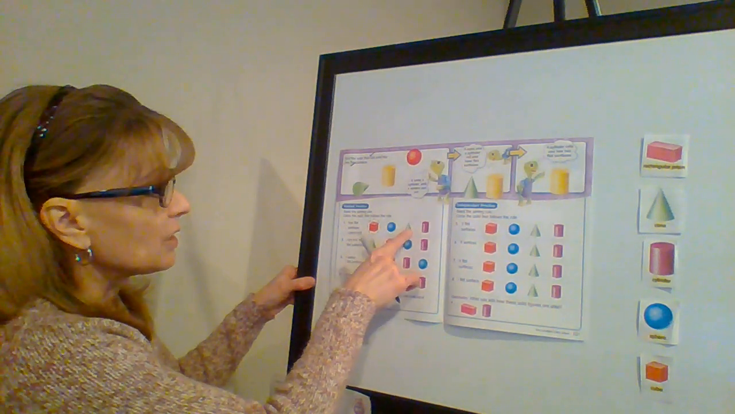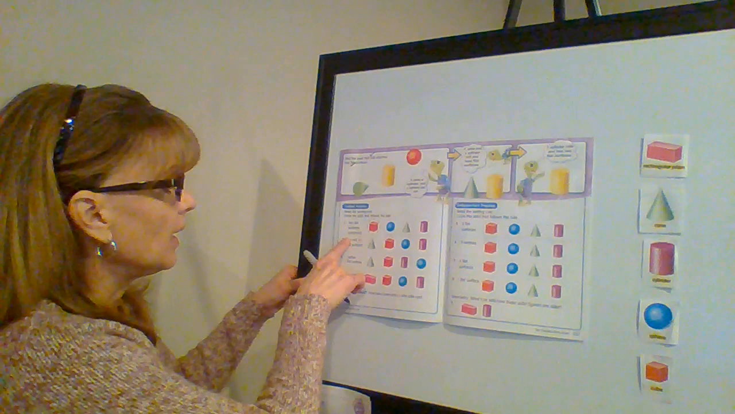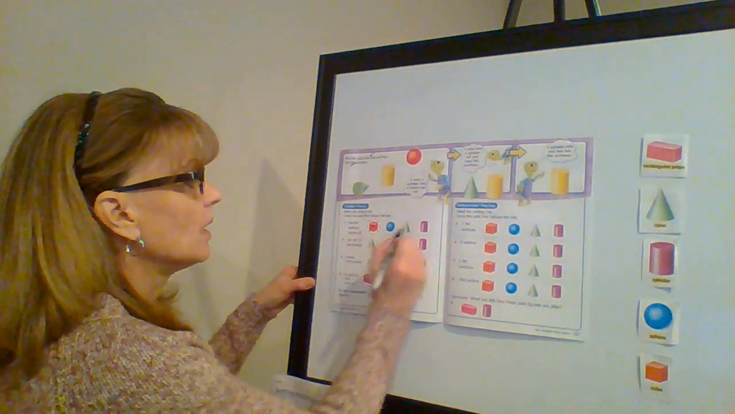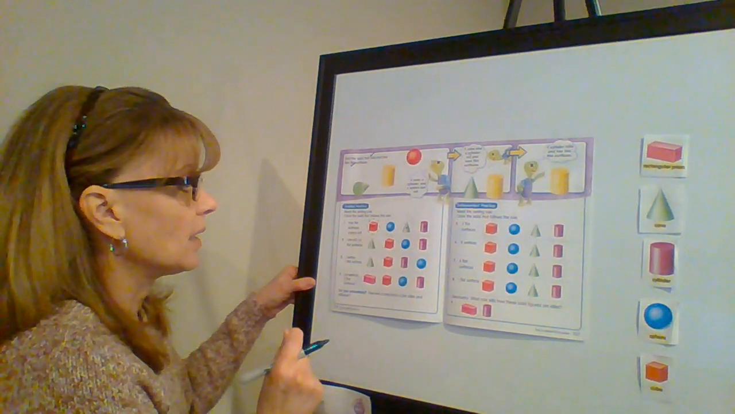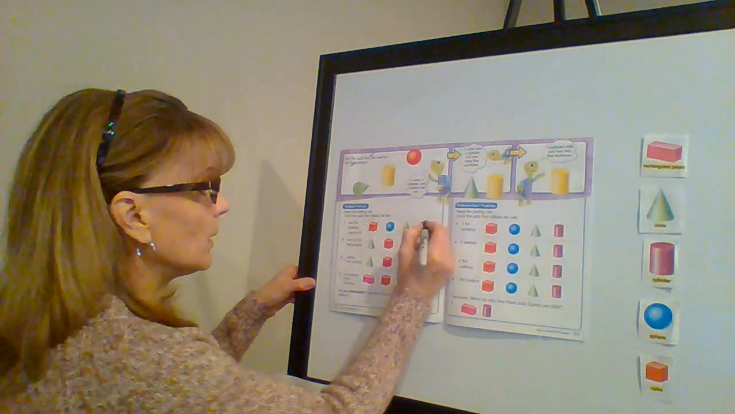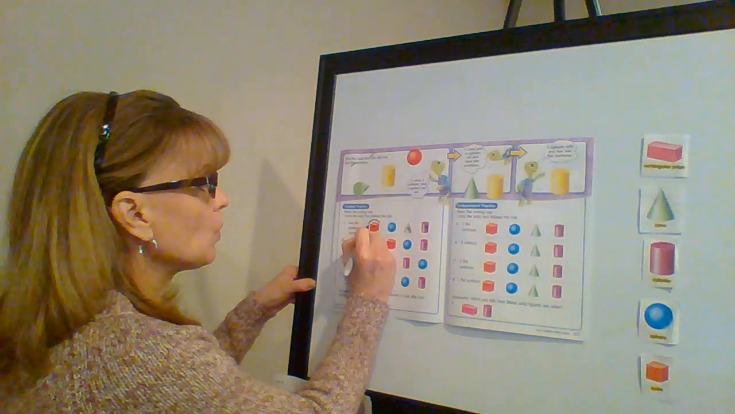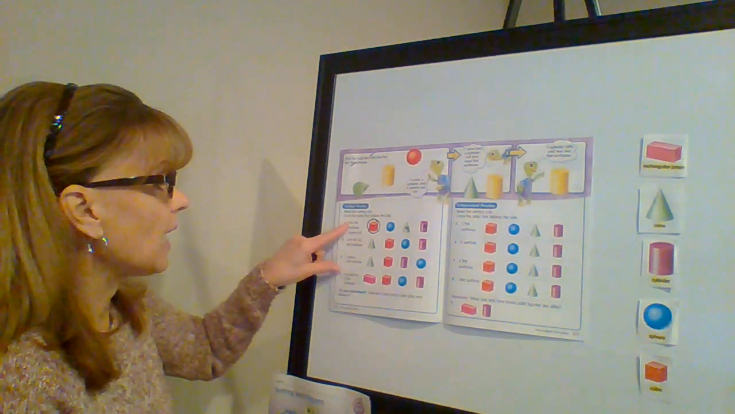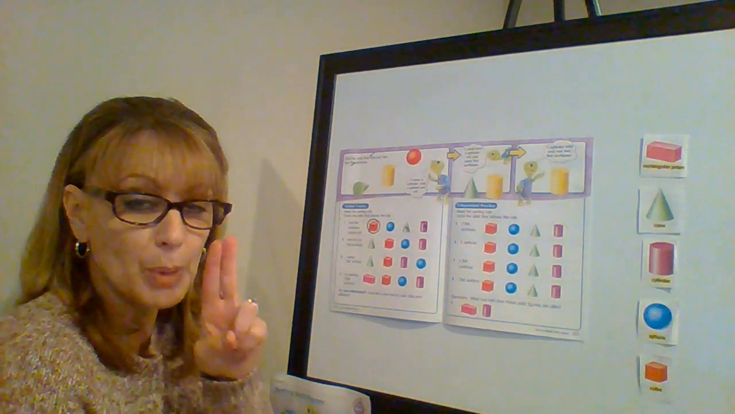So you're looking at these 4 solids. Which one has flat surfaces and cannot roll? Well, this one has flat surfaces. This one has a flat surface. This one has a flat surface, but it cannot roll. Well, this one can roll and this one can roll. So this is the only one that fits the rule. And the rule is, has flat surfaces, cannot roll. It had to have both of those rules.